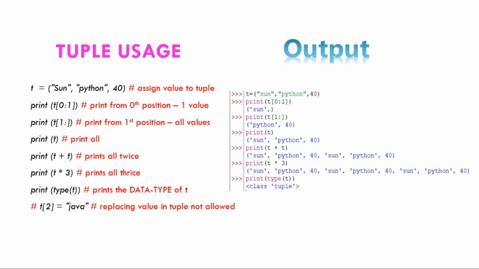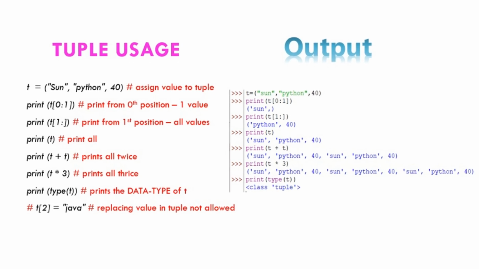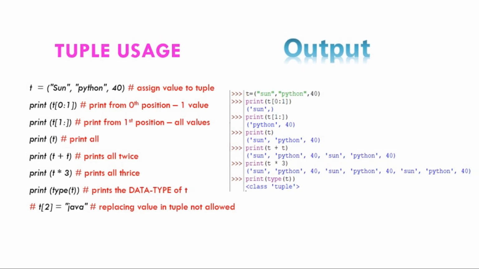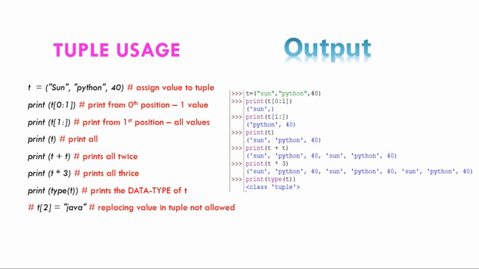Number 3, tuple. Tuples are a sequence of values of any type and are indexed by integers. They are immutable. Tuples are enclosed in round brackets. Check here how tuple values in variable t are manipulated.